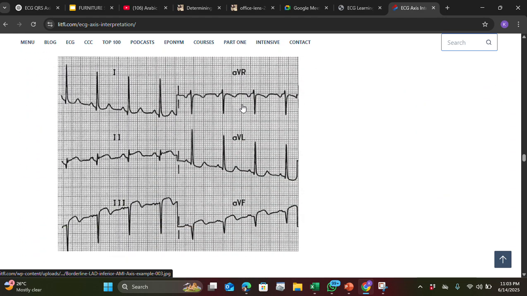Now let's go to this one. Lead 2 is still the isoelectric lead here, and we already know that it gives plus 150 and minus 30. Now check AVL: is AVL positive or negative? It is positive. So our answer is minus 30 degrees.